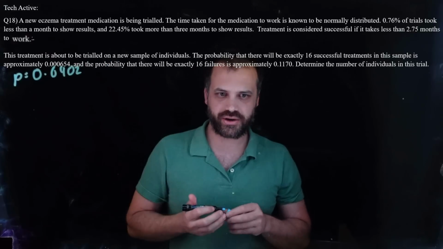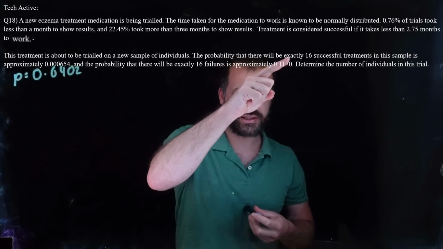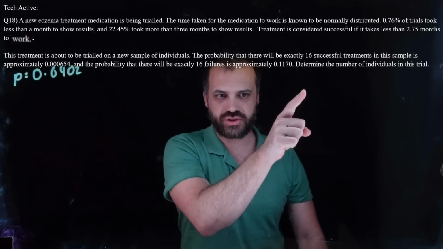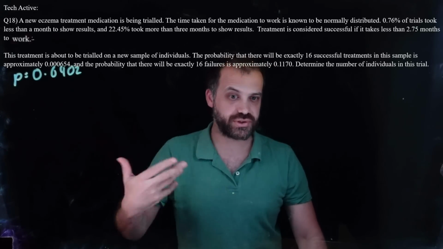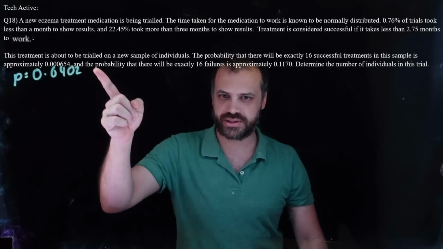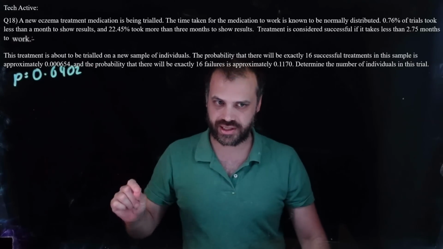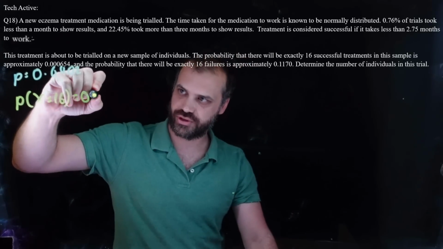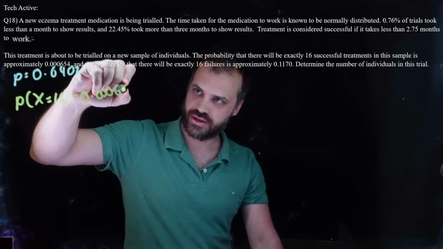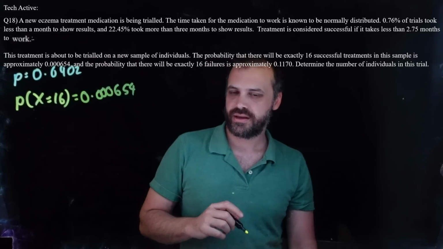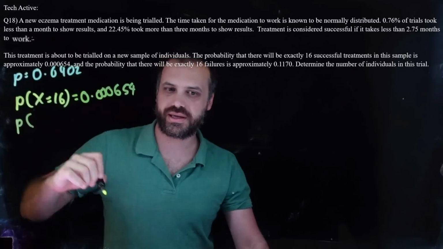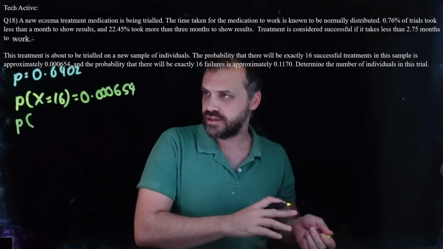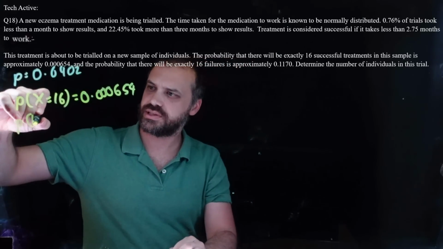So let's look at this second paragraph. The probability that there will be exactly 16 successes in the sample, right? Because the question we're being asked is to determine the number of individuals. So we're looking for a sample size. 16 successful treatments, and that's the probability of 16 successful treatments. So the probability that X will be equal to 16 successful treatments is 0.000654. We're also told that the probability of there being exactly 16 failures, let's just write 16 fails.